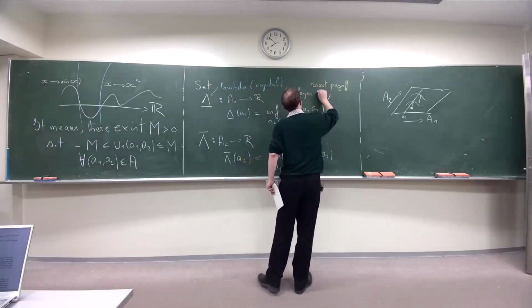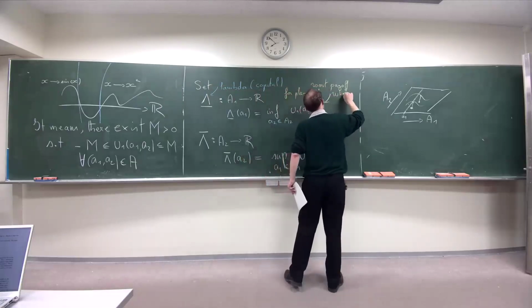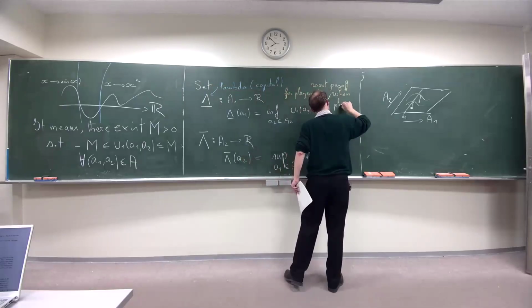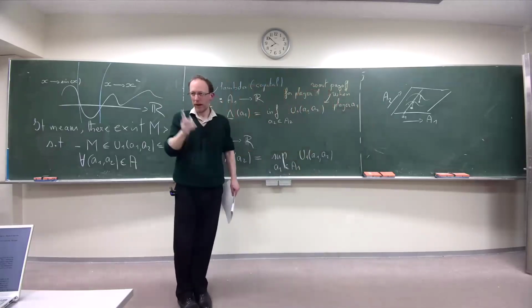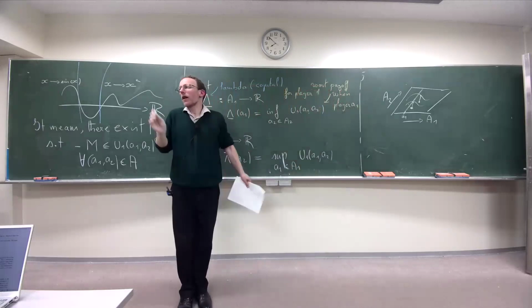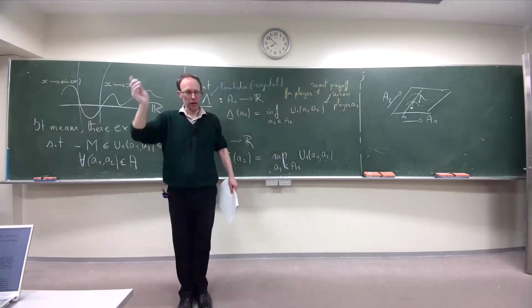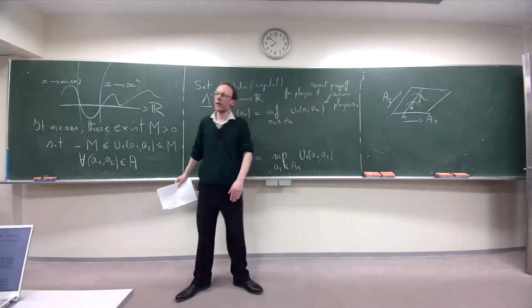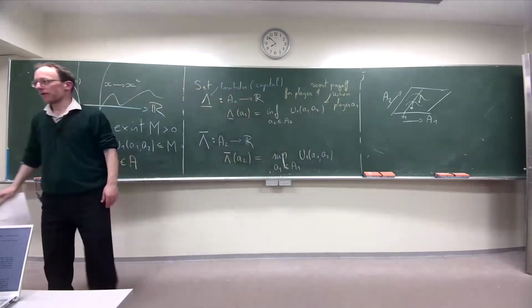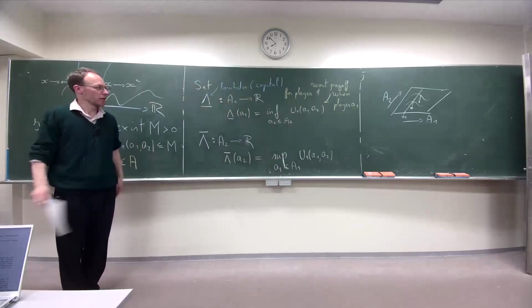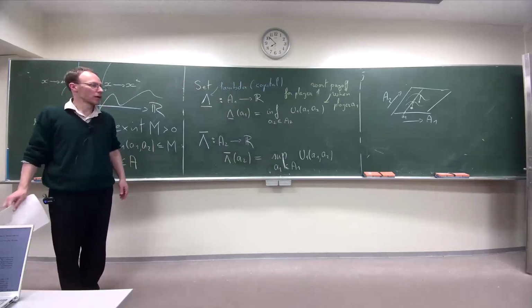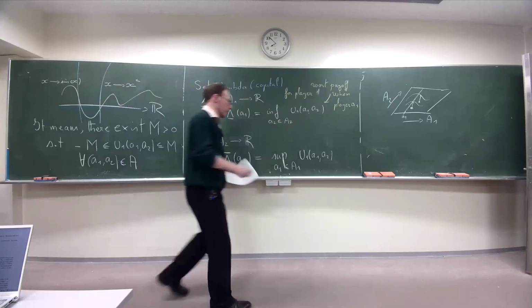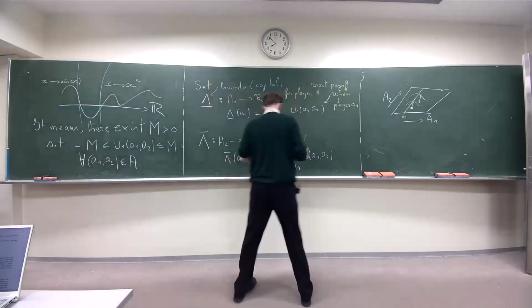For player 1, when the first player plays A1. So if the first player plays the strategy A1, the other one is going to play something, and you take the minimum value that this guy is going to receive. It's the worst scenario for the first player. And what is this one?